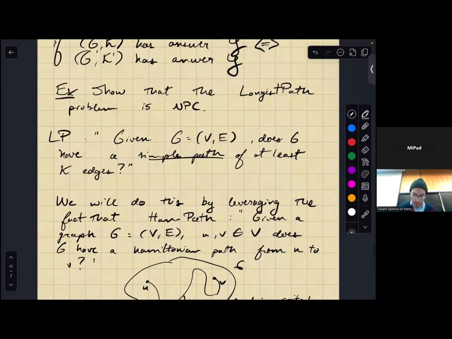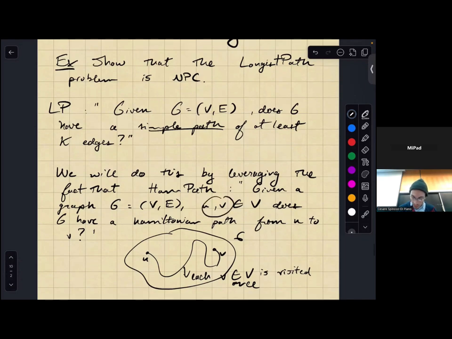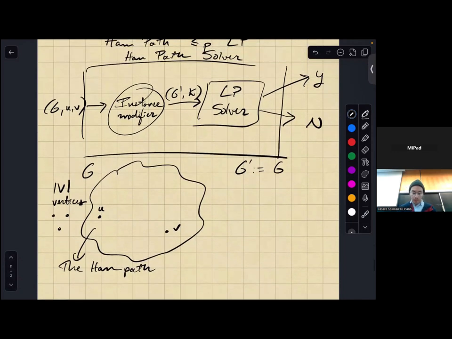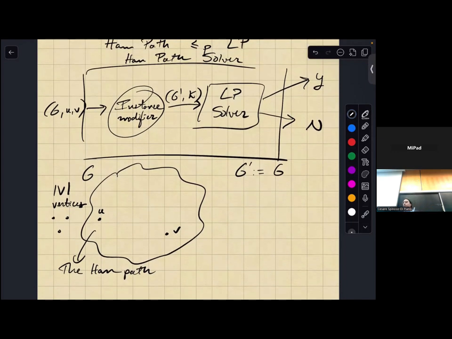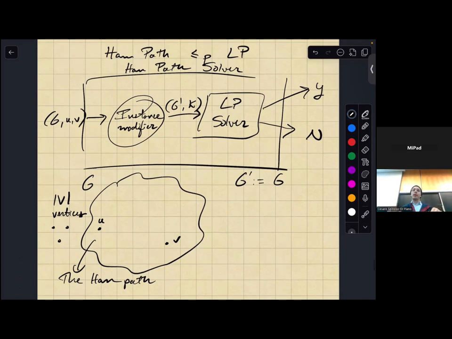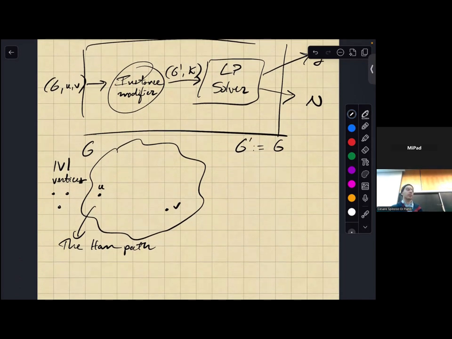We're assuming this instance of the Ham path problem has U different from V. Otherwise, this strategy is still doable, but you have to take the same vertex and split it. If they were the same, you could check that and just add an extra vertex and split these two. So this strategy will still work.